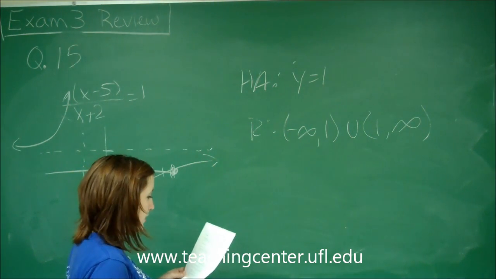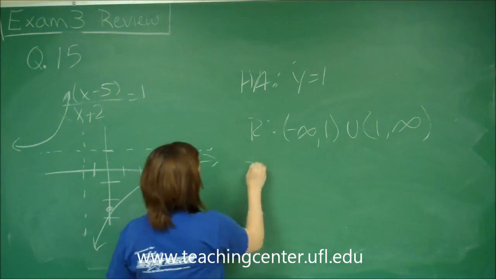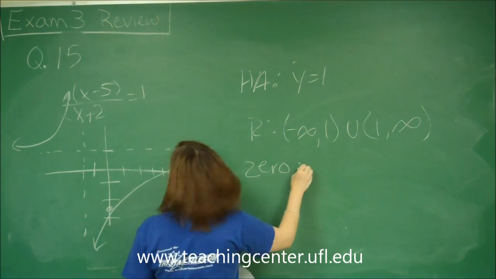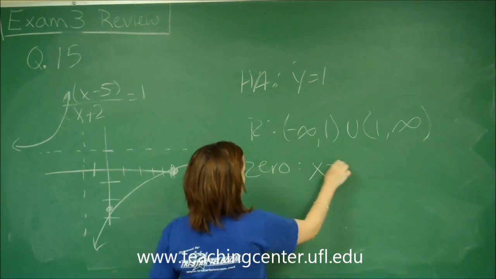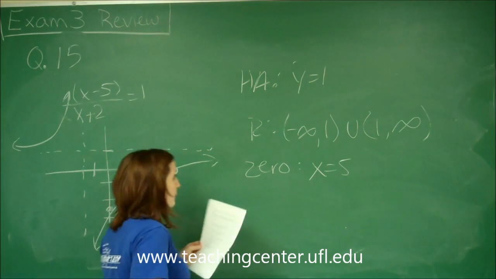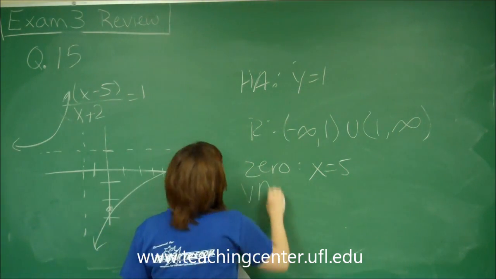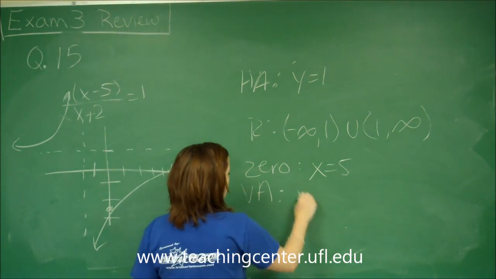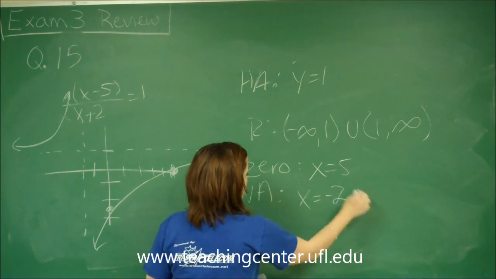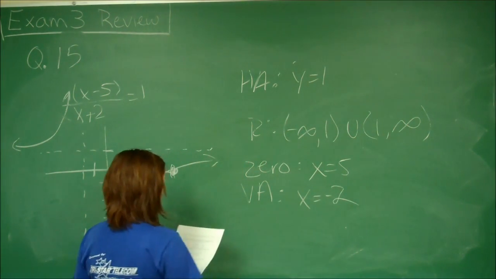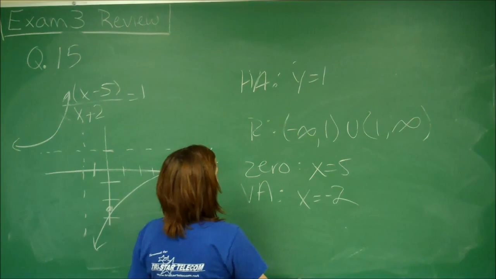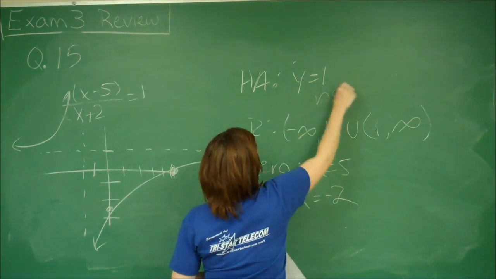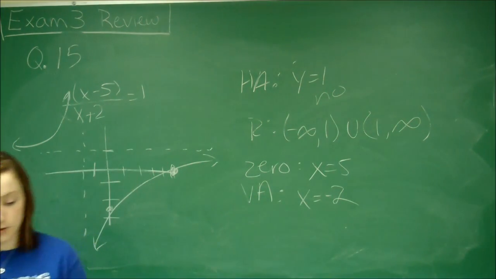And then I have a 0 where my numerator is equal to 0, so that's at x = 5. And you have a vertical asymptote where your denominator is equal to 0, and that's at x = -2. And that is all your information. So does your graph ever cross your horizontal asymptote? No. That's question number 15.